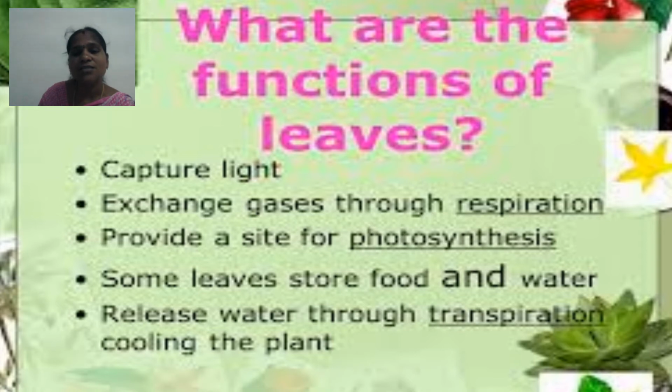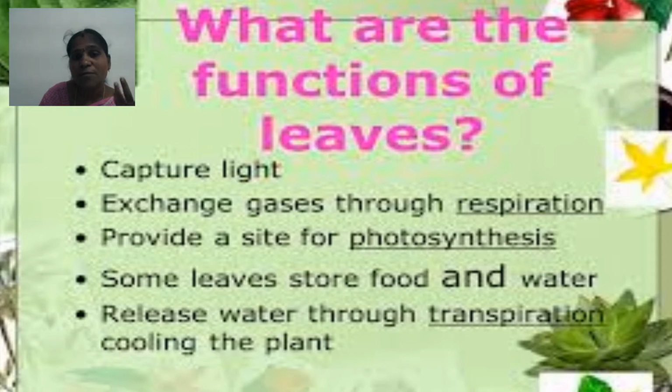The process of making food by these green leaves, that process we call photosynthesis. So where does it take place? In the leaves itself. The leaves only prepare food for the plant. The photosynthesis process occurs in the plants. And some leaves store food and water also. Some of the leaves can store food.